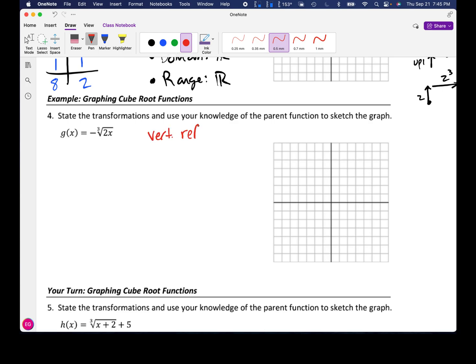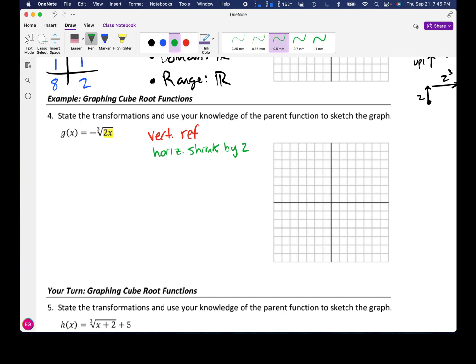All right, here we have a vertical reflection. That's the negative sign that's chilling on the outside. And then we have a horizontal shrink or dilation by a factor of 2. Okay, so we're shrinking ourselves by 2. That's because this is inside, so anything that is inside the cube root is going to affect x. Anything that's outside is affecting y.